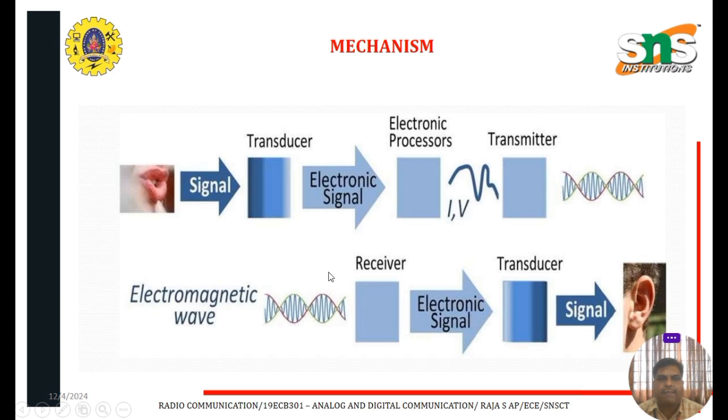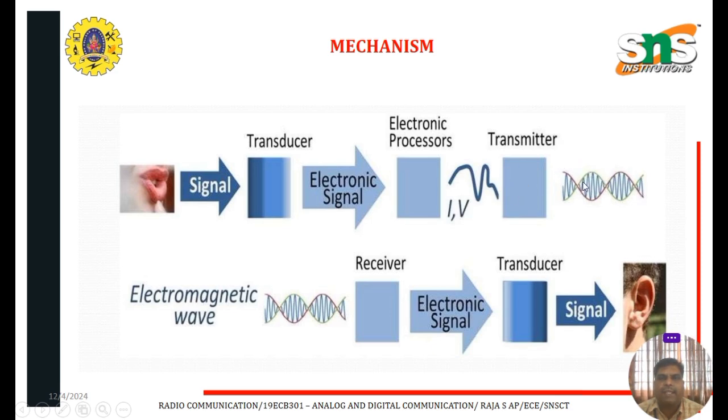So this is the mechanism of how a signal can be transmitted through a wireless medium. Here the audio signal is first given to a mic for converting the analog audio signal into an electronic signal. Here the transducer may be a mic, which can convert an audio signal into an electrical electronic signal. This electronic signal is given to an electronic processor for noise removal and gain improvement. Once the signal is boosted, it is given to the transmitter for transmitting the signal over a long distance.